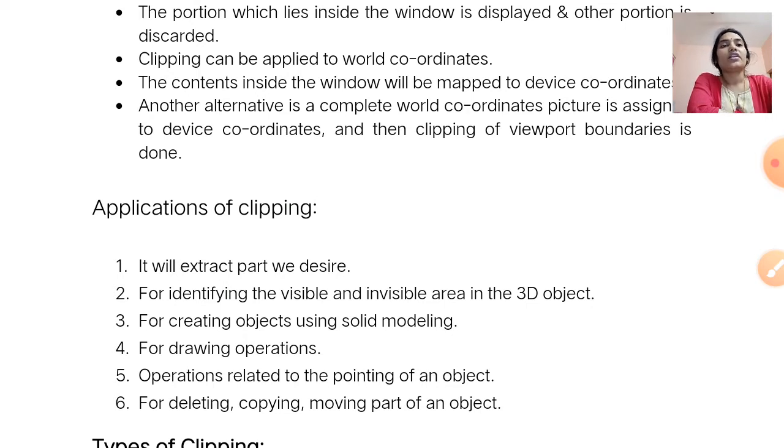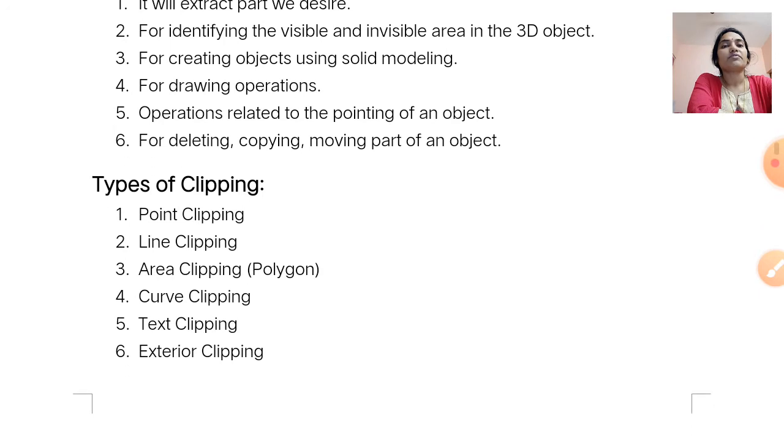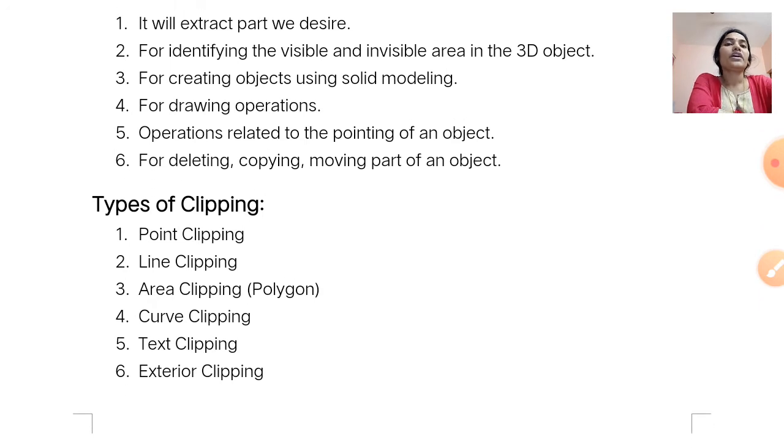Now let us discuss what are the different types of clipping. There are 6 types: point clipping, line clipping, area clipping or polygon clipping, curve clipping, text clipping, and exterior clipping. We will study line clipping and polygon clipping or area clipping, as these two are in your syllabus.